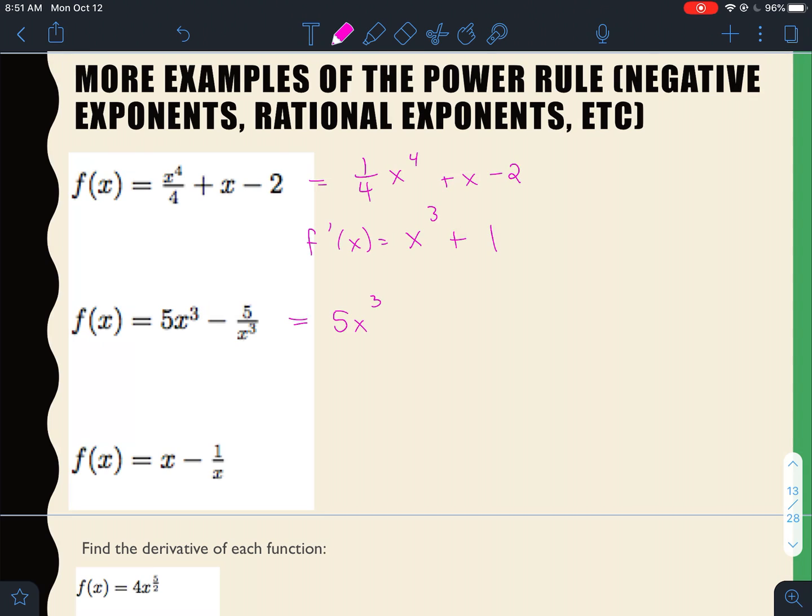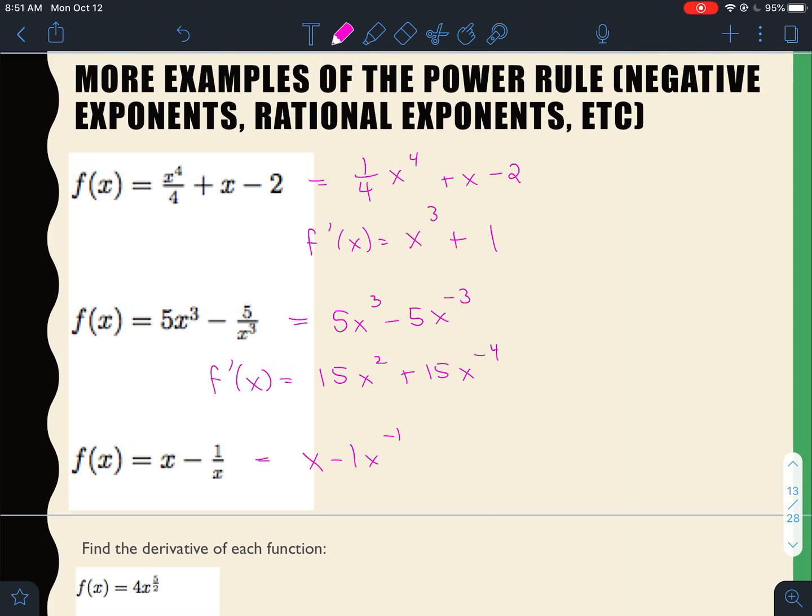On the next one, let's rewrite it. So this would be 5x to the 3rd minus 5x to the negative 3rd. So if the x is in the denominator, pull it up and give it a negative exponent. So the derivative of this would be 15x squared plus 15x, and then be careful, negative 3, when you subtract 1 from that, you get negative 4. So it'll be 15x squared plus 15 times x to the negative 4th. Next one, again, rewrite it.